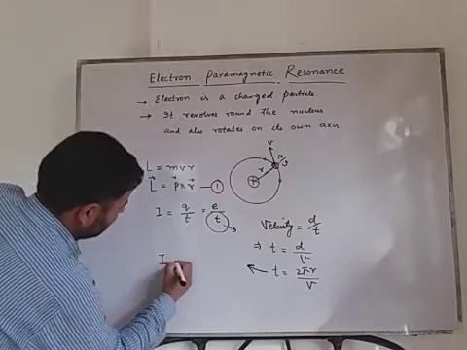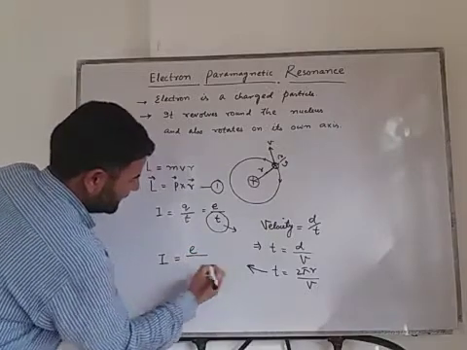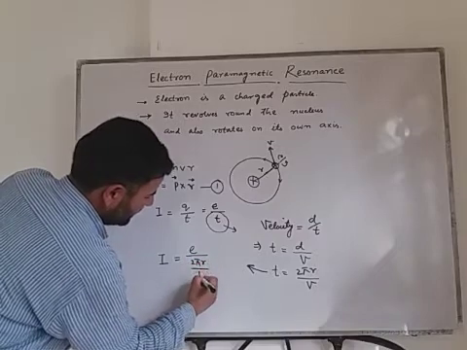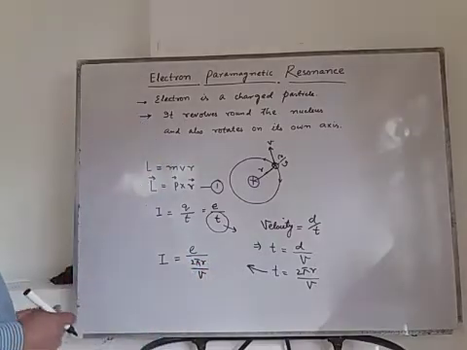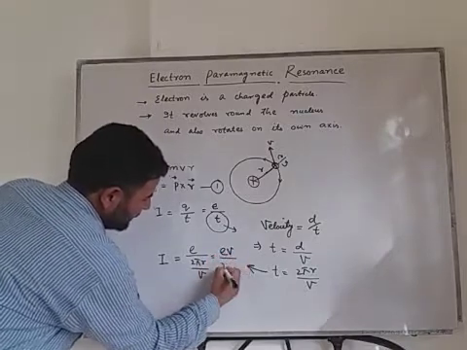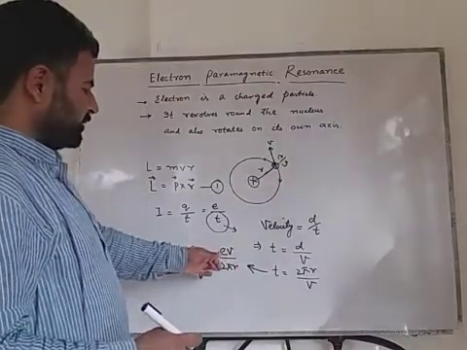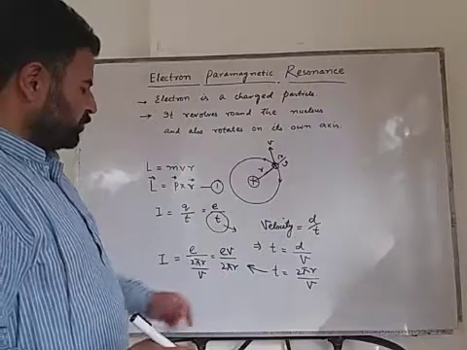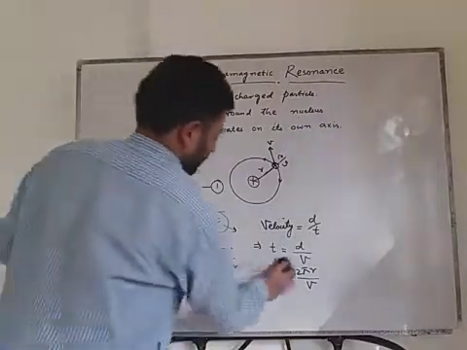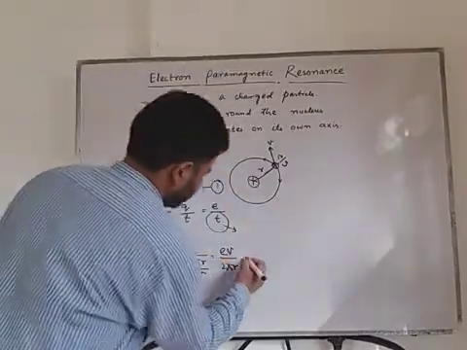We will get that current will be equal to E divided by time. In place of time, we will write 2 pi r divided by v, or we can write I is equal to E into velocity divided by 2 pi r. That means it is the product of electronic charge into velocity divided by 2 pi r, the circumference of the circle. We will write this as equation second.